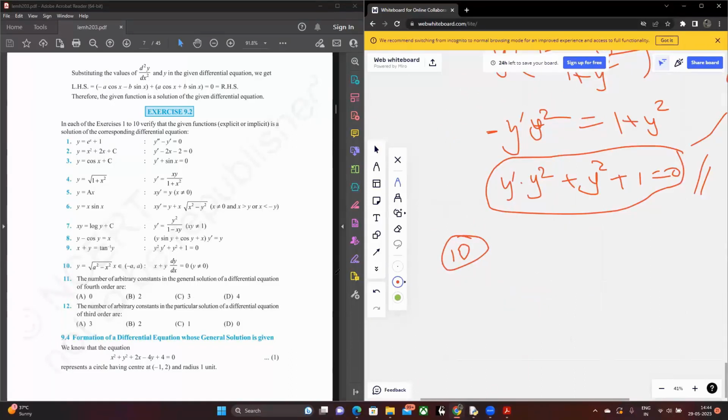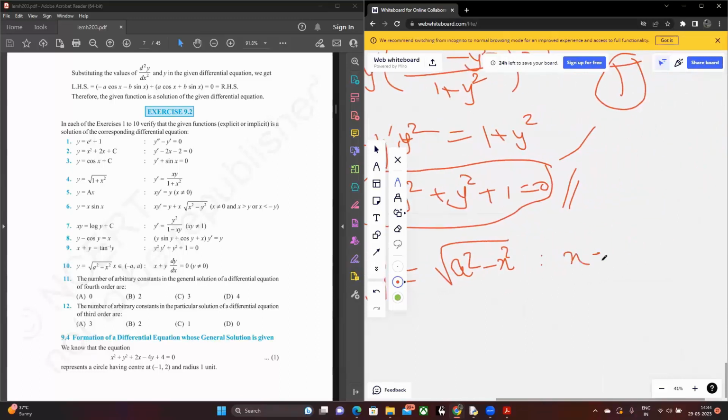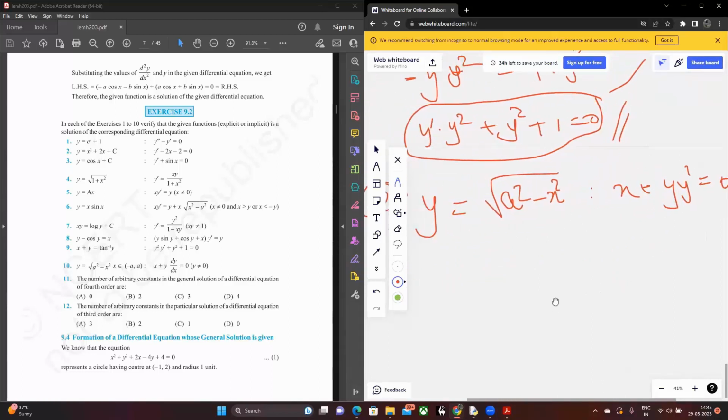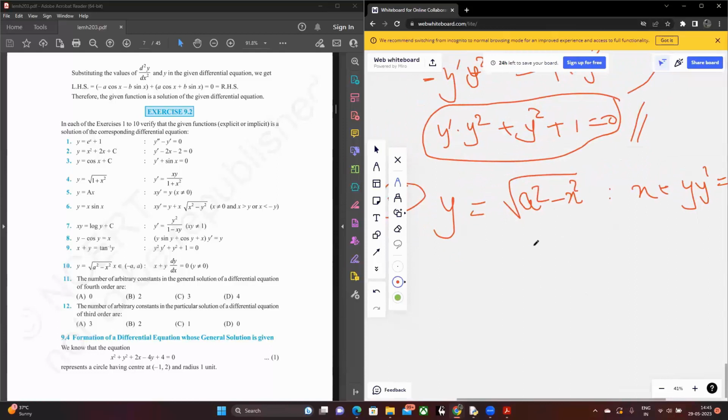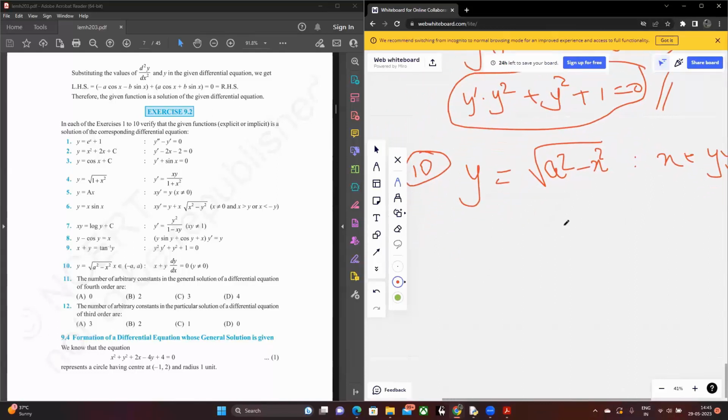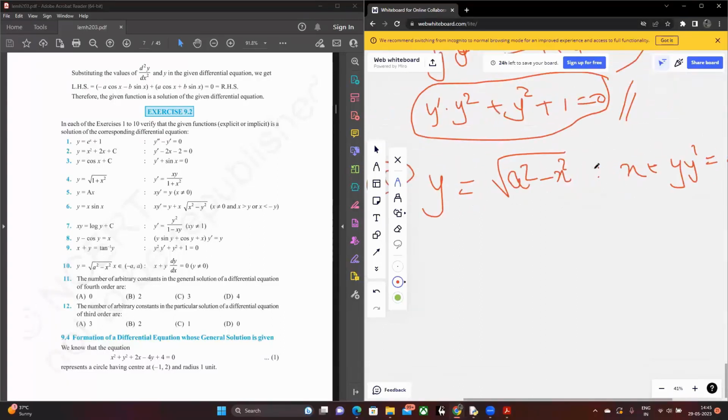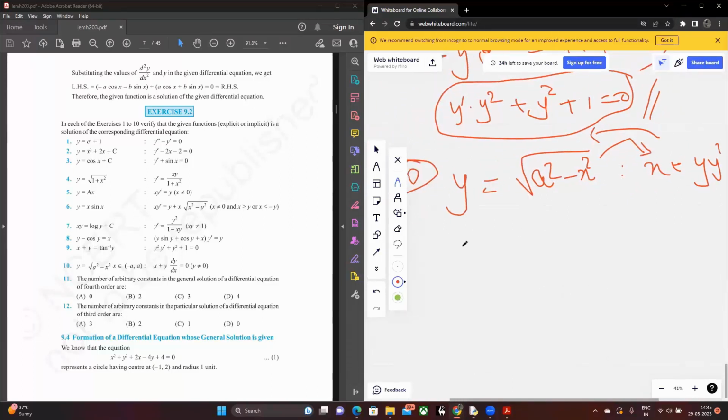And finally, the 10th question, right? y equals square root a square minus x squared as a solution to the equation x plus y dash equals 0, right? Two things. I can actually do this question in two methods, right? First of all, I can do in the normal method that we've been following for the first 9 questions. Or I can also do the derivation as how this came out, right? Instead of going from here to here, I can go from here to here, right? I'll do both methods.